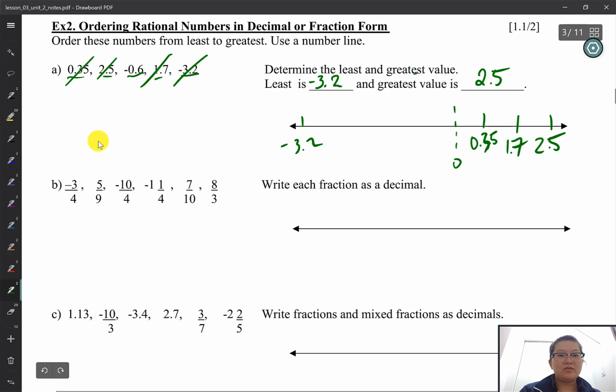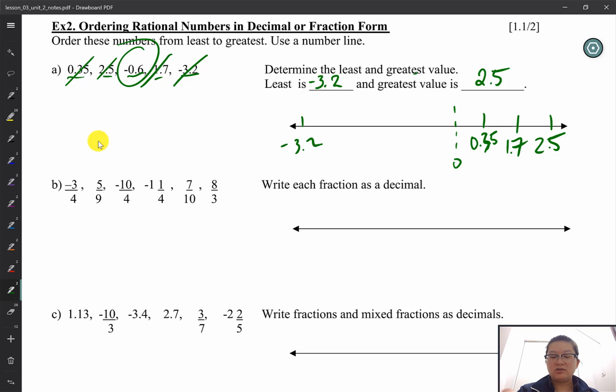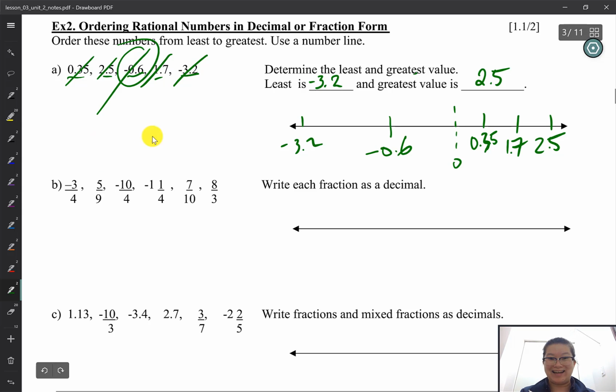Then going into the negative region, the last one we have is negative 0.6. If you just smack it somewhere in the middle, you're probably not going to go wrong, but I like to be a little bit more proportional with where I choose them to be. So I'm going to put it roughly about there. That's going to be negative 0.6. And that is done. Okay, first question done.